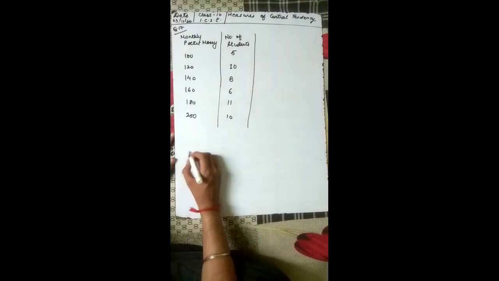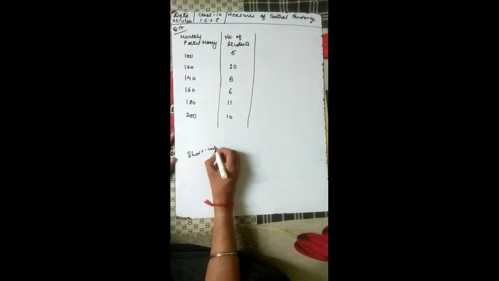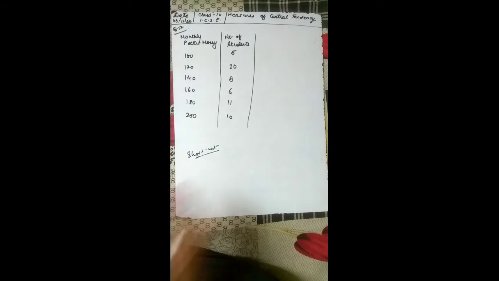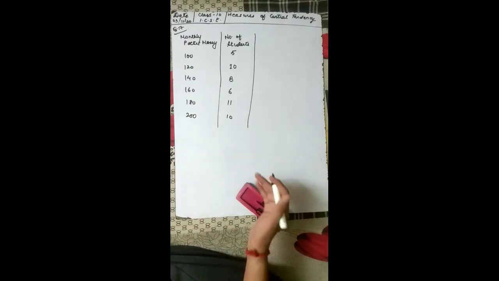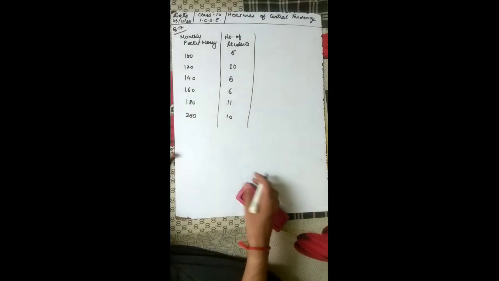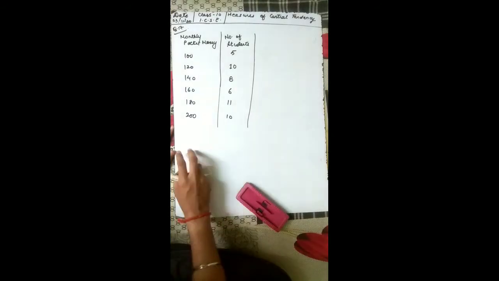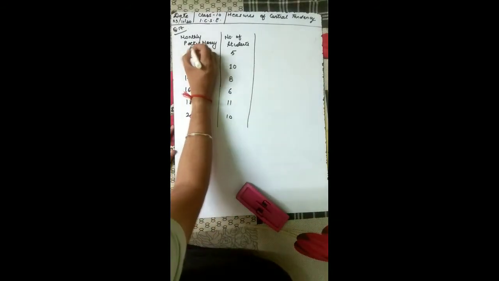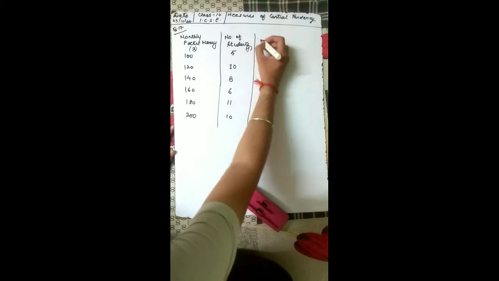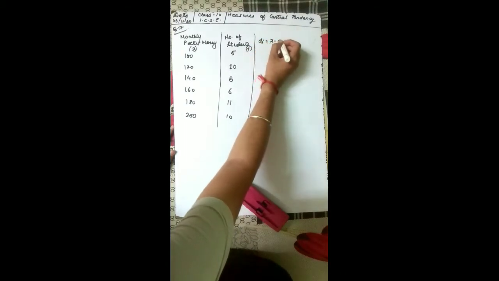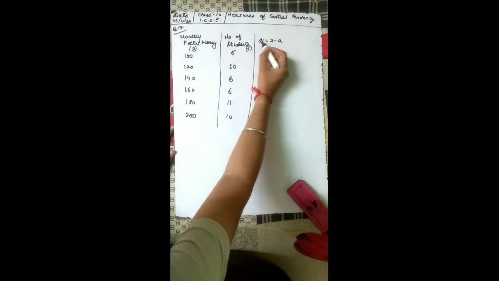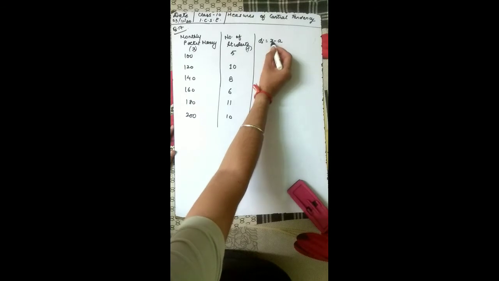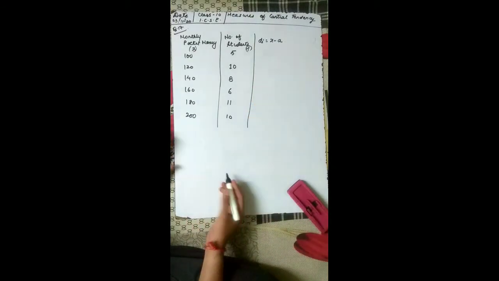Now we need to apply the shortcut method, so let's understand what it is. In the shortcut method, we need to assume a mean, and with the help of the assumed mean we do the calculation. Let us see how. This is our x column, this is our f column. I'm making one di column, which is x minus a, where x is this column. We call di the difference, because it is x minus a, and a is called the assumed mean.